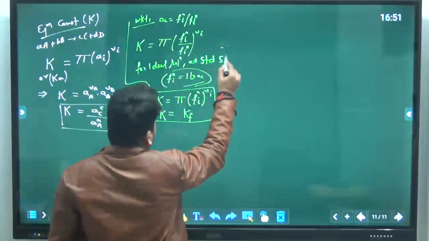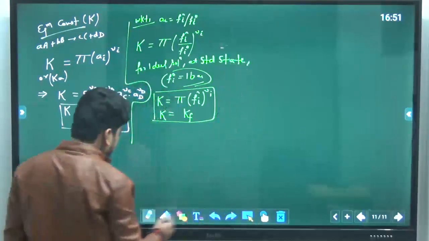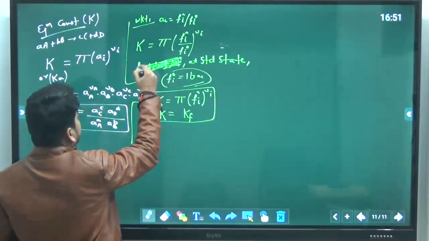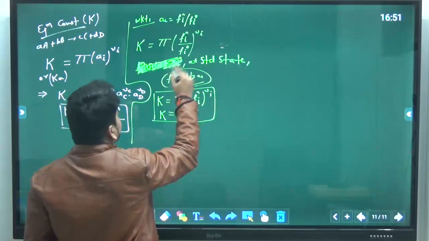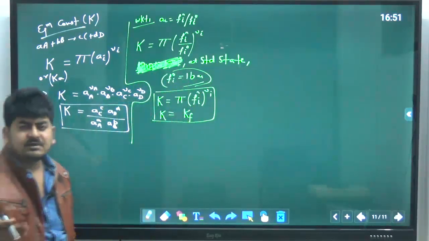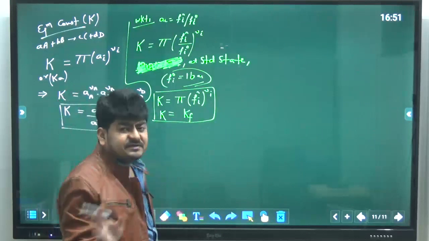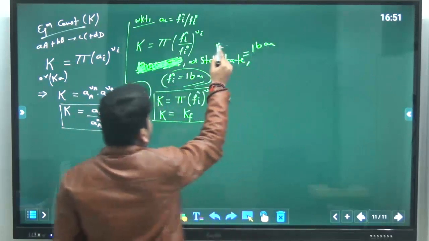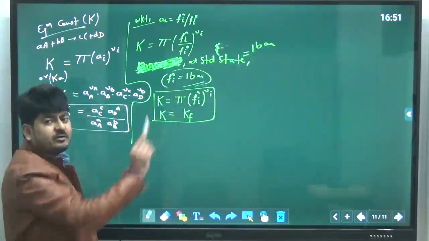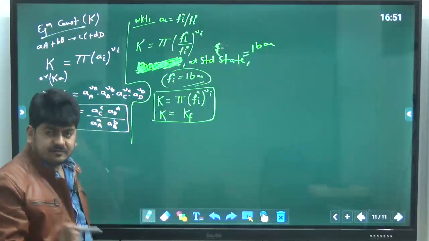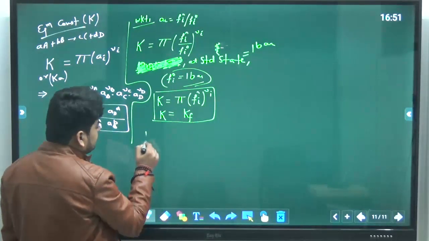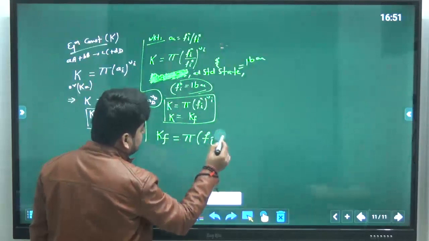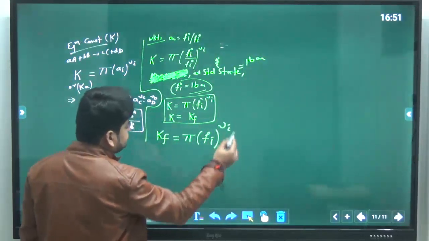at standard state. Okay, and even if you don't have any ideal solution, forget about that, it doesn't matter. Just the standard state. The solution could be real as well, doesn't matter. If standard state is 1 bar, that means f_i naught will be 1, so K will be equal to K_f. And K_f means product summation f_i cap power nu_i.